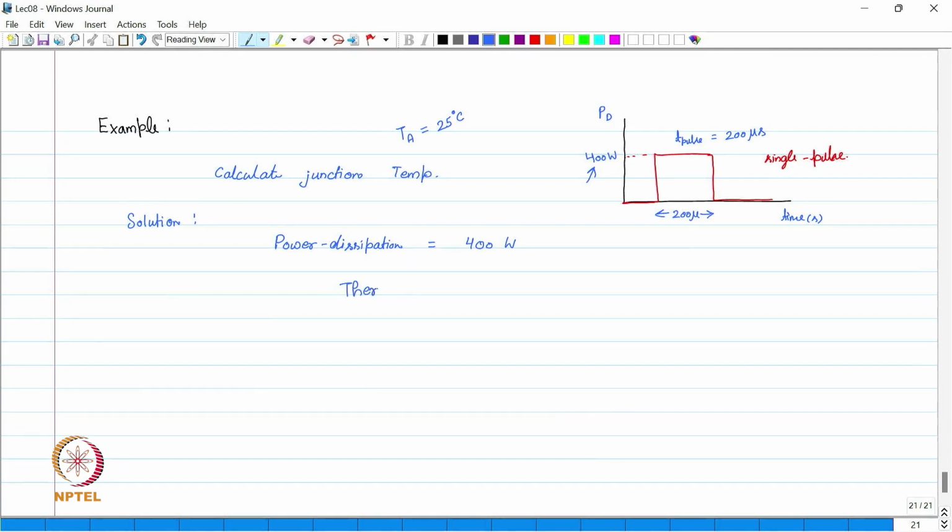The thermal resistance is equal to 0.083 degree centigrade per watt. Now the total junction temperature will be equal to T ambient plus the temperature rise, which is the power dissipated, into the thermal resistance, which is equal to 25 degree plus 400 into 0.083. This comes out to be 58 degrees centigrade.